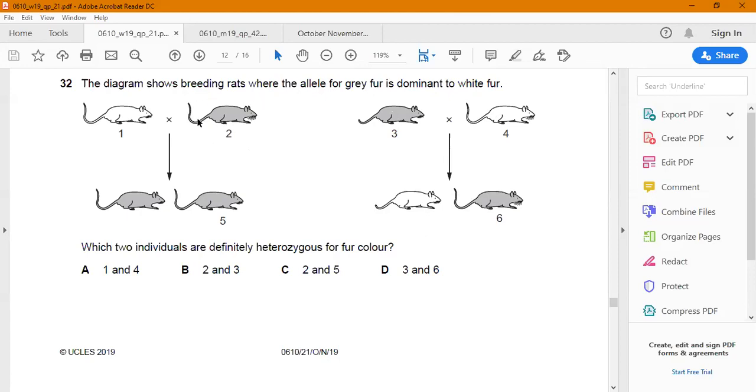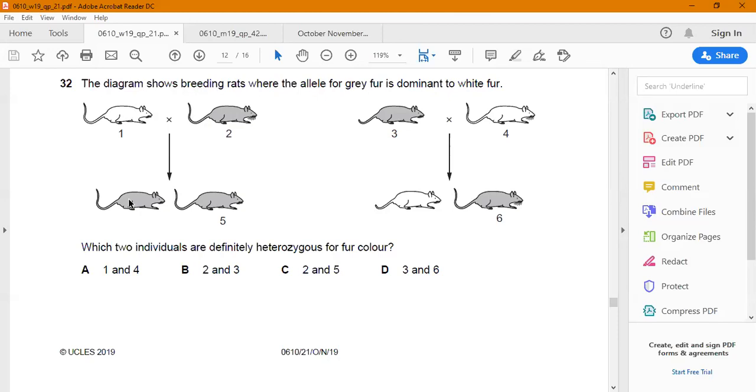1 and 2, because for you to get all gray like this, it would just be dominant, capital G capital G. Exactly, this is dominant, right? And it could also mean that this one is dominant as well, or it could be heterozygous, because they did say that gray fur is dominant to white fur. So even if this has some form of it, it wouldn't show.